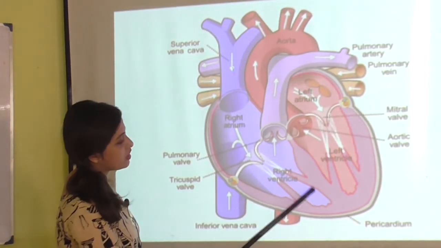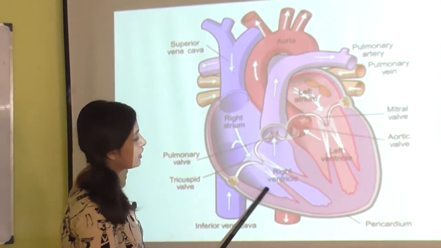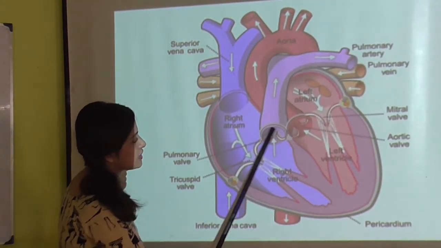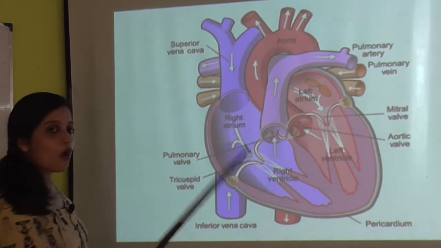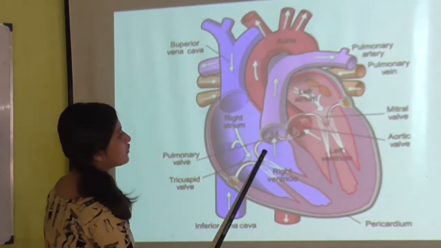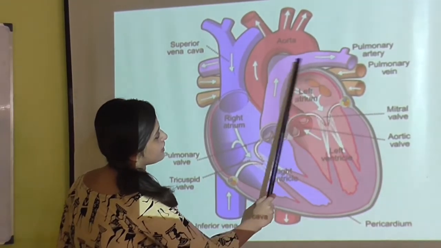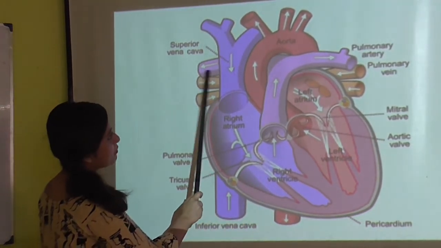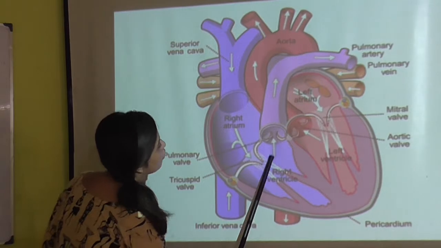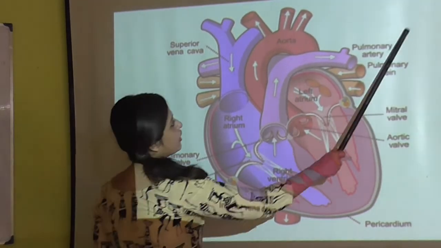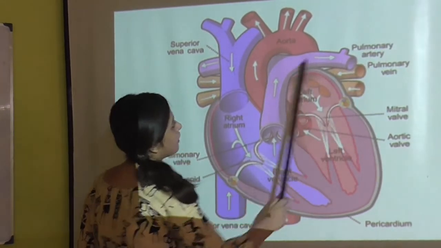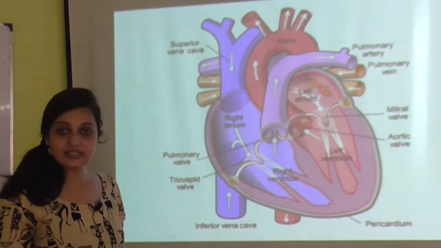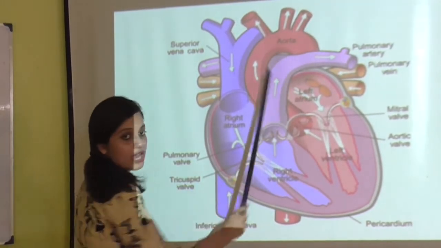From the right ventricle, the deoxygenated blood will go to the pulmonary artery by pushing this valve known as the pulmonary valve or semilunar valve. After going there, can you see its two branches? One branch is this one, another branch is this one. This is a pulmonary artery as well. So the blood will go from these vessels to the two lungs. There are two lungs present.